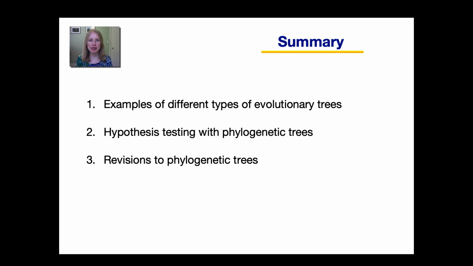So now finally, let's summarize this lesson. In this lesson, I showed you some examples of different types of evolutionary trees. So there's different ways to visualize evolutionary trees. Then we talked about how phylogenetic trees are hypotheses, and therefore they should be used to make testable predictions. And then finally, I showed you how there constantly are revisions to phylogenetic trees as new evidence arises. So that's it for today.